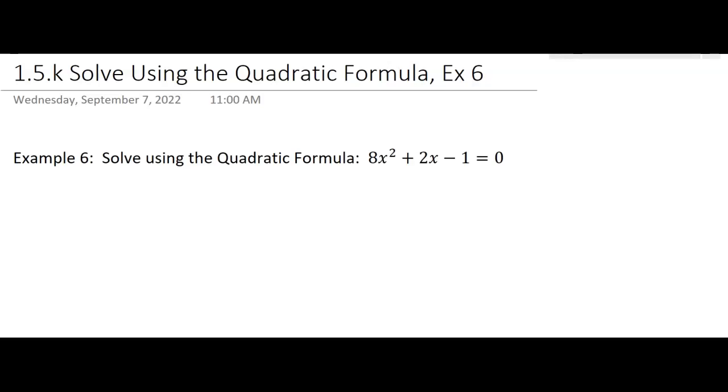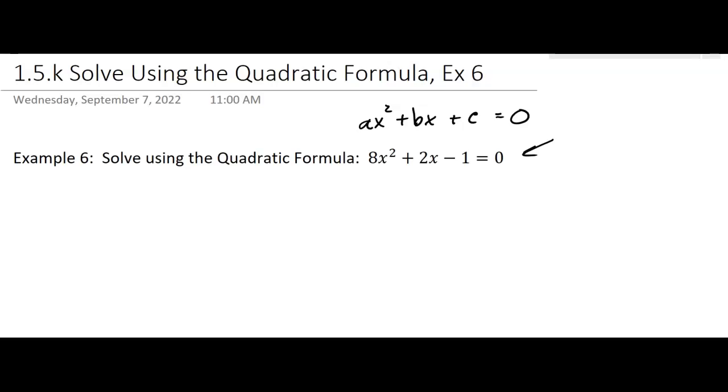So in the next 3 videos we're going to show you how to use the quadratic formula. First of all, we always have to make sure it's set to 0. It has to be in the form ax squared plus bx plus c equals 0. But all quadratic equations can be written in that form. And then we have to identify a, b, and c.